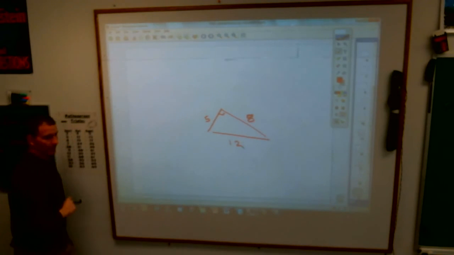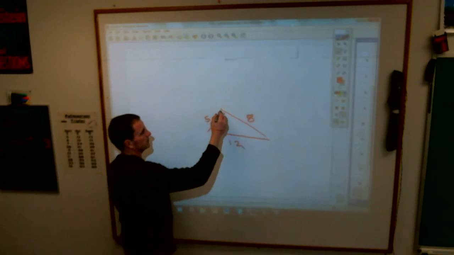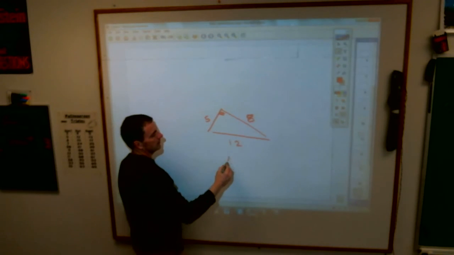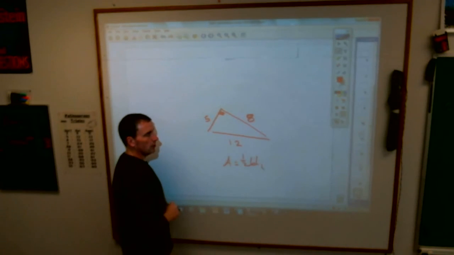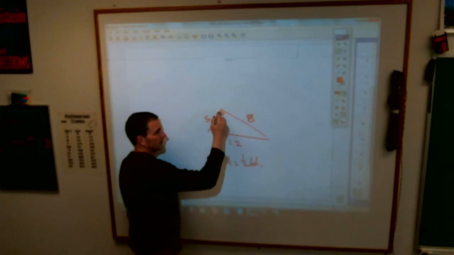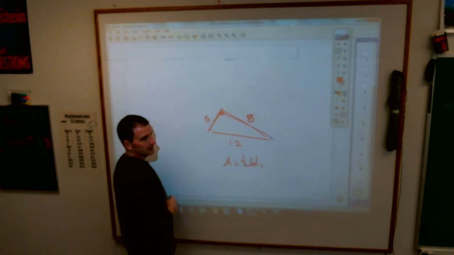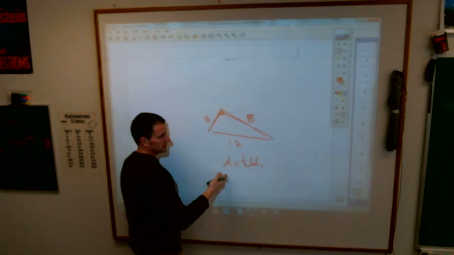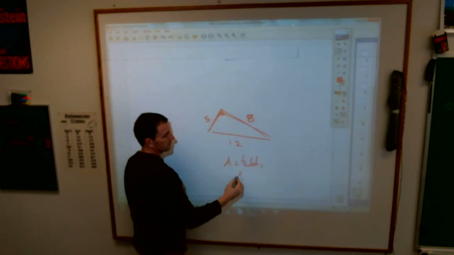Can I find the area of that triangle? Yes. Absolutely. Right here's your right angle. You're given that little square corner. Area is 1/2 base times height. It is always the two lines that form the right angle you use for your base and the height. Just because this is on the bottom, don't be thinking that that's the base, because it's not. It doesn't matter, but those two have to be your base and your height.